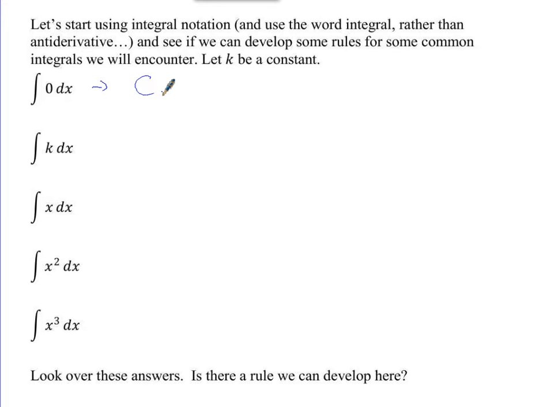Because now think about it. If I take the derivative of c, it turns into 0. So that must be what it is. Okay. Now k is just some number. I don't know what it is.